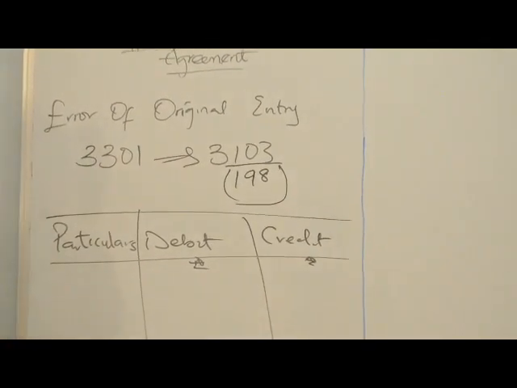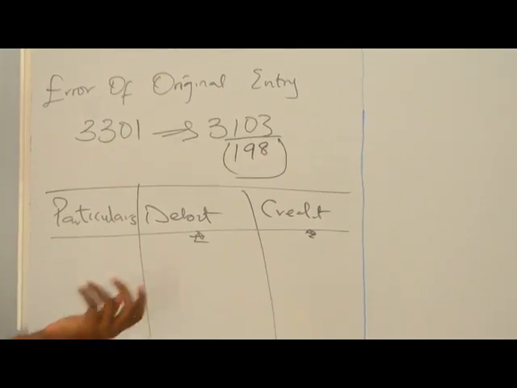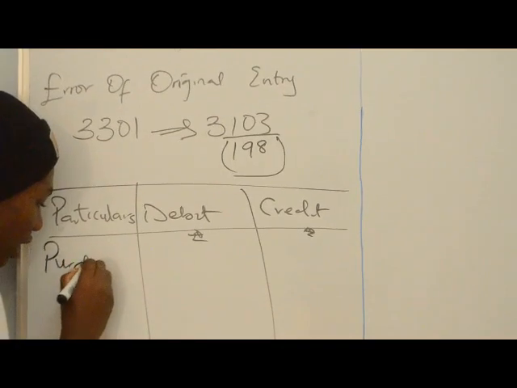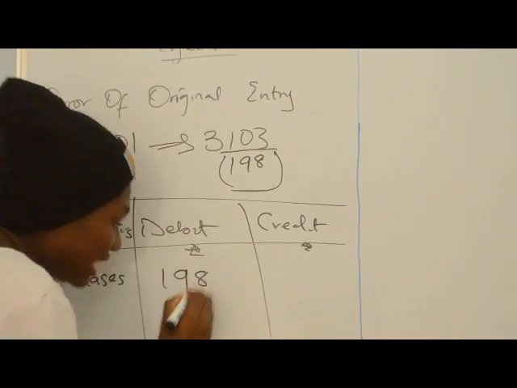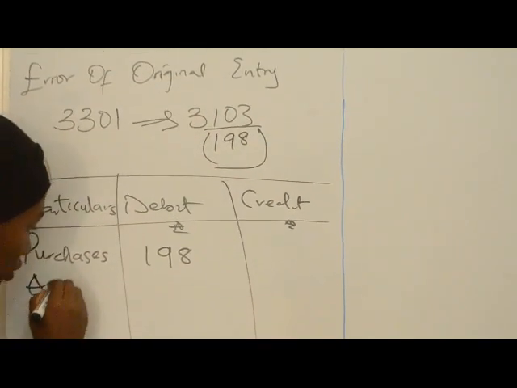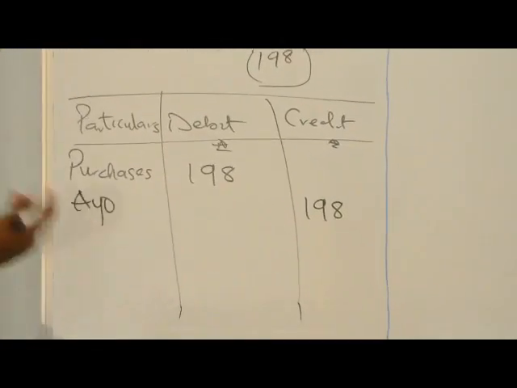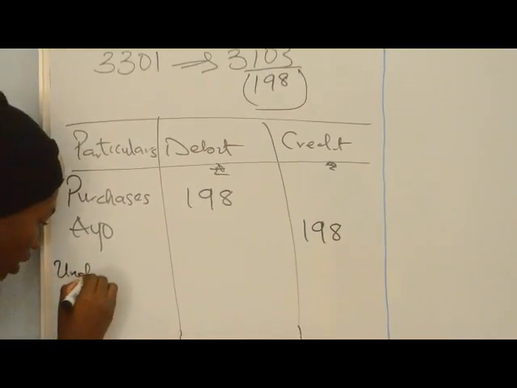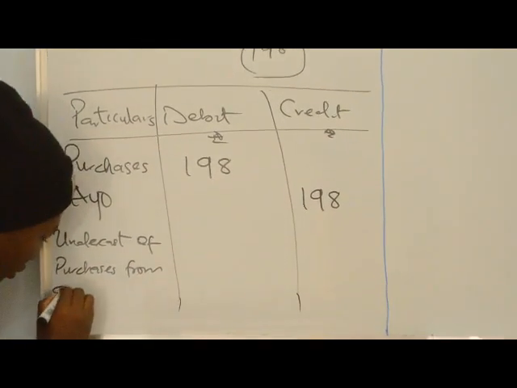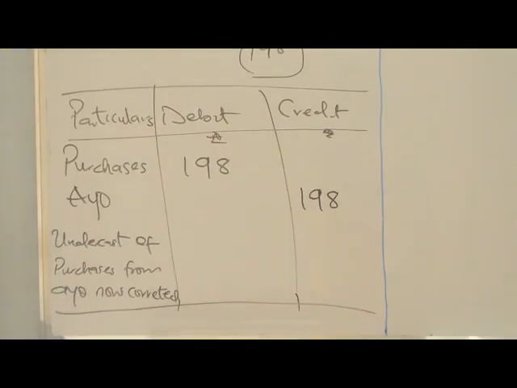Now it was a purchase, a purchase of 3,301 naira. Purchases account generally will be debited. Since the mistake is an undercast, it also means we'll be debiting this amount, so that we can meet up with this. So quickly we'll be debiting our purchases account with 198 naira, and then we'll be crediting Ayo's account, because that amount was also entered in both places. So we'll be crediting Ayo's account with 198 naira. Now we can describe this entry. Like I said, your description should reveal what you just did. So we can say: undercast of purchases from Ayo has now been corrected.